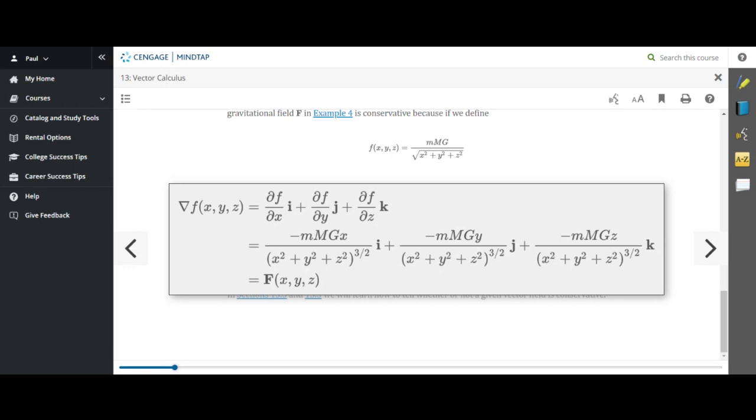Well then, the question is, what does this gravitational field look like? You notice that all the components are negative, right? The I, J, K components are all negative. So the vectors in the field are pointing in what direction?